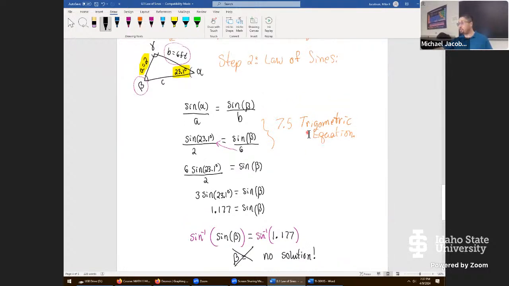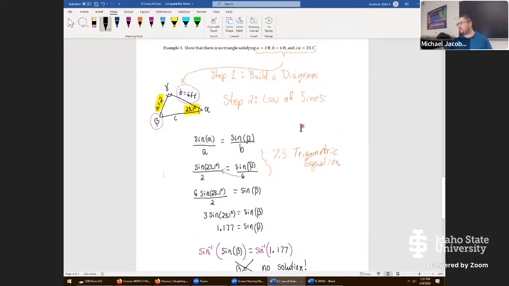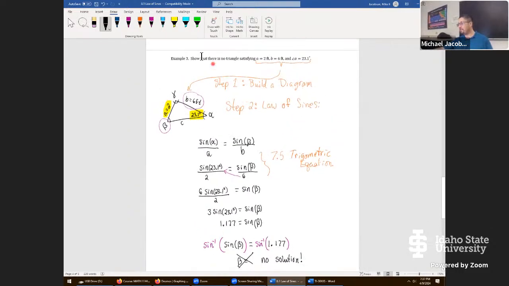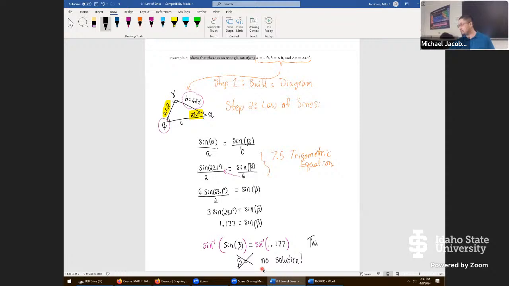So that's what we were trying to achieve. The original question said, let's see if I can zoom out enough, show that there is no triangle satisfying that information. So we built a triangle. If there is one that exists, law of sines would work on it. The law of sines did not work. We cannot achieve a value beta. There's no solution. And so overall, our conclusion is this triangle does not exist.